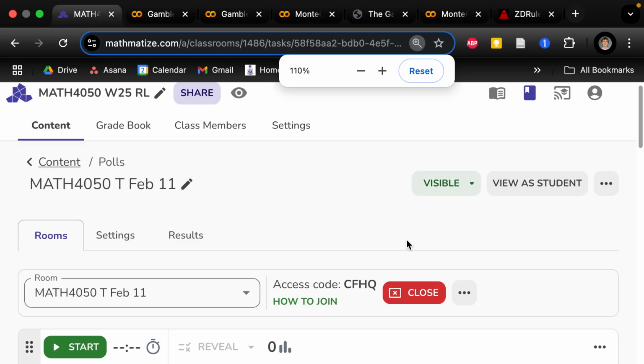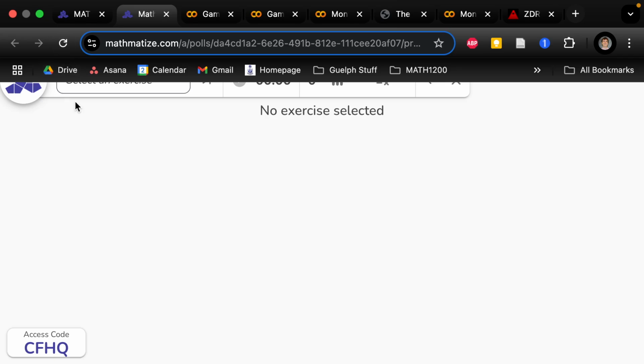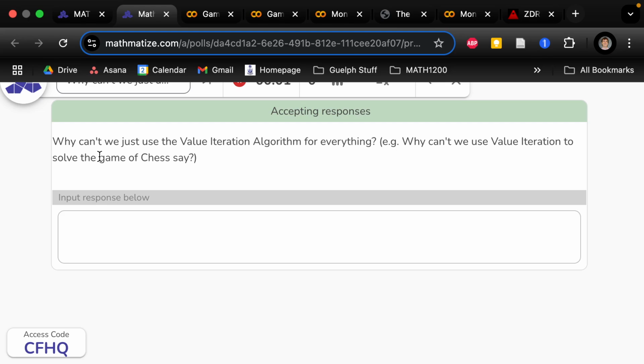And I have to zoom out so I can get the present button. And the question is, will it load? Okay. The question is, why can't we do the value iteration algorithm for everything?